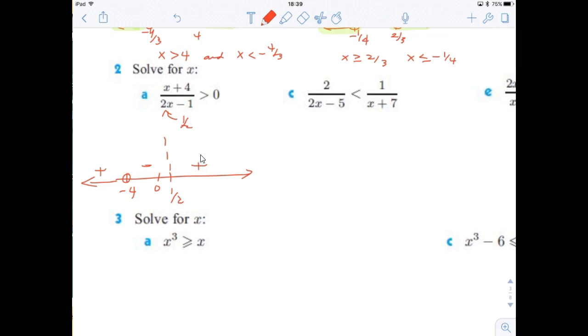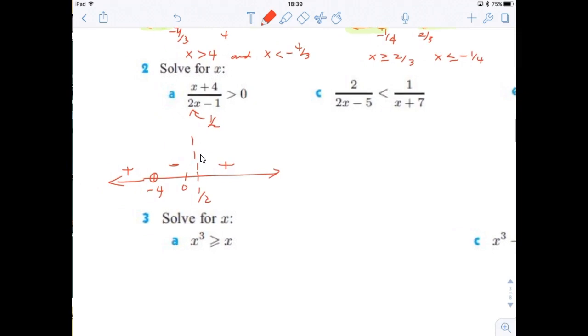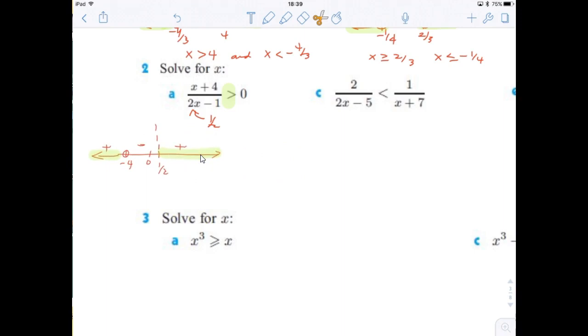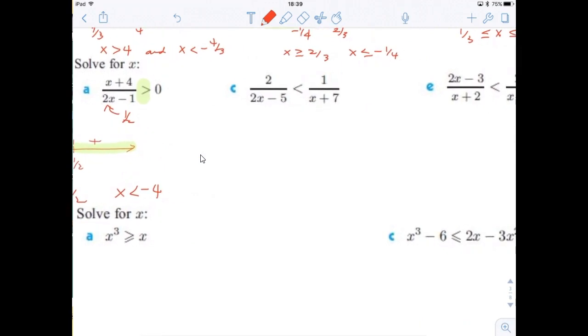If we want to give the interval where the function is greater than 0, it would be here and here, and it would not include the critical values, because at the critical values, it's exactly equal to 0, and we want it to be greater than 0. So let's put here the intervals. X is greater than 1/2, and also x is less than -4. Okay, let's go to the next one.